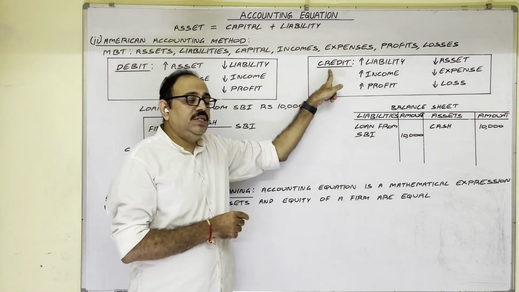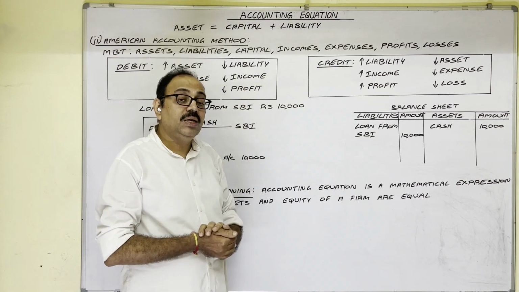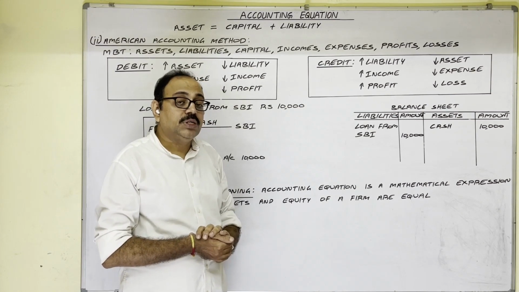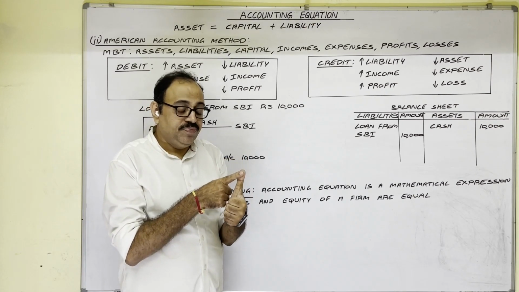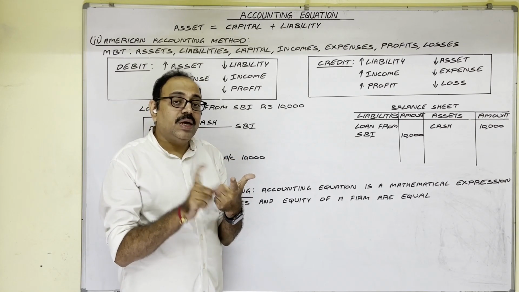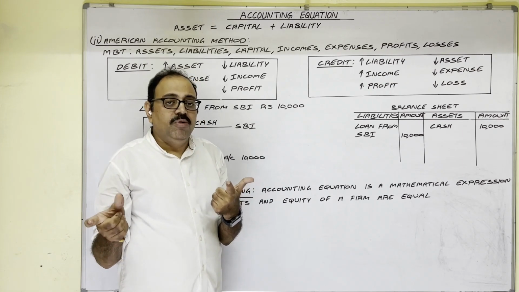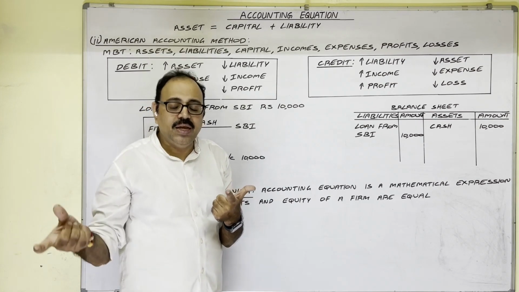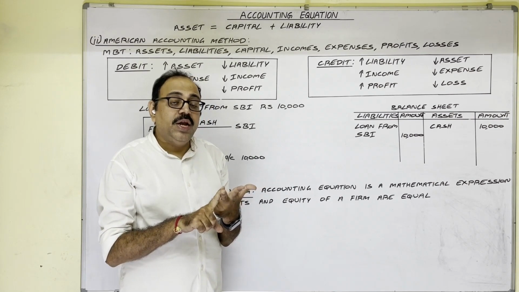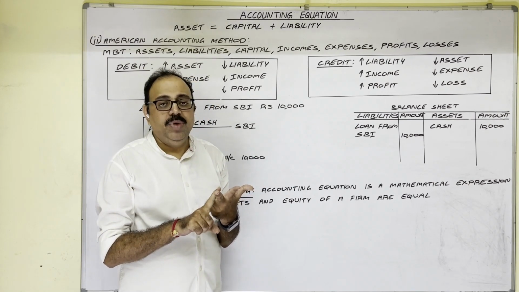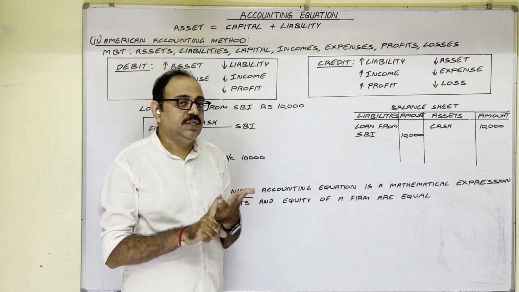Similarly, come to credit. In conventional method, credit means what? In personal account, credit the giver, means giver is a credit. In real account, credit what goes out, means from the firm if any asset is going, credit. In nominal account, credit all incomes and gains, means incomes and gains credit.